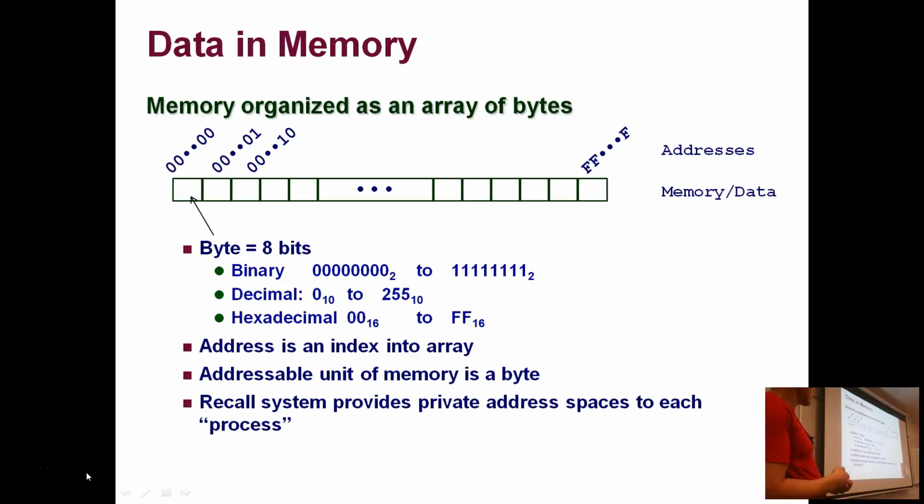And then, because this memory is organized as an array of bytes, every address specifies an 8-bit quantity. It's byte addressable, these architectures. And so a byte is either binary all zeros all the way up to binary all ones, or in decimal it goes from 0 to 255, or as you saw with hexadecimal it goes from 00 to FF. And then typically the address is basically an index into this array to find the data that you need.